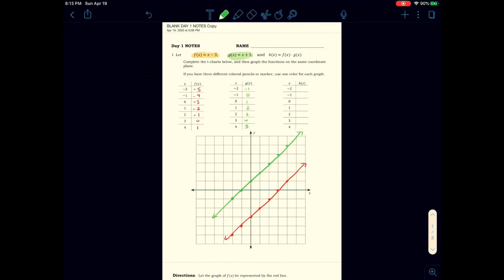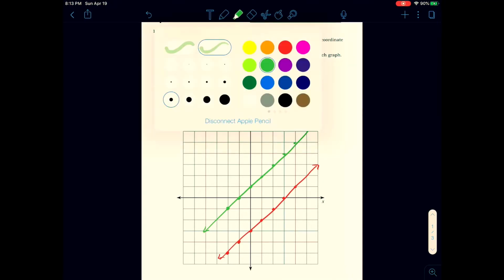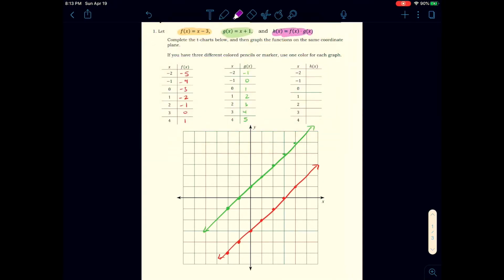And lastly, we're going to graph h of x, which equals f of x times g of x. So we want to take the values from the t-charts for f and g. For example, if I plug in -2 into my h function, I'm really going to be taking -5 and multiplying by -1, and I'll get 5. If I plug in -1, I'll be multiplying -4 and 0, which is 0. We're going to carefully just multiply the corresponding y coordinates together, and you should end up with something like this.